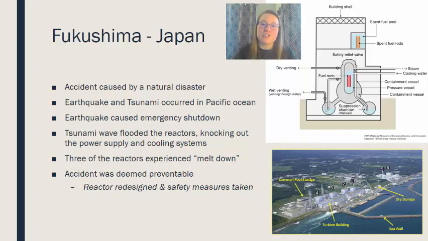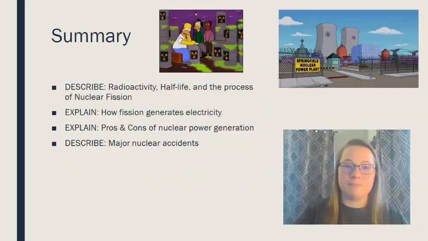And that tsunami actually flooded the reactors, knocked out the power supply, knocked out the cooling system, and that caused 3 of the 6 nuclear reactors there to start to melt down. Again, this accident was actually deemed preventable. If there would have been better reinforcements of the seawall and of the buildings themselves, and if the reactors were designed a little bit differently, the entire accident could have been prevented.